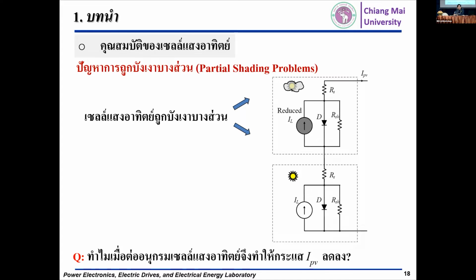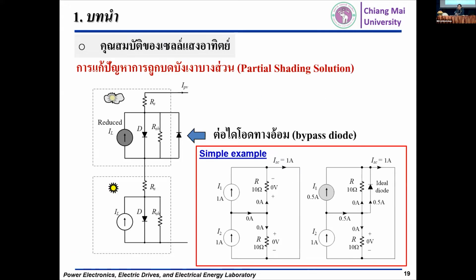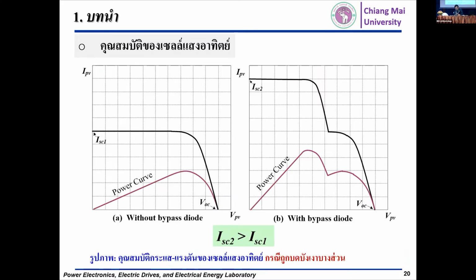The big question is how to solve that, how to address it. By using a simple method: a diode connected in parallel with the cell to bypass the current. It's very simple in the PV to solve the partial shading problem. The second problem appears when we use the diode in parallel with the PV cell. What is the second problem when we use the diode in parallel with the PV cell?